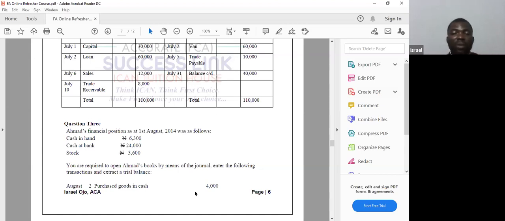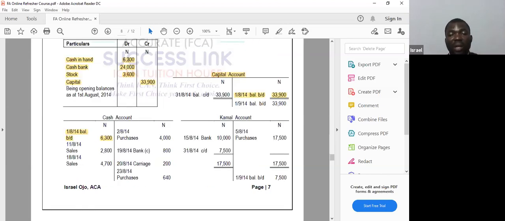After I have known that, I'll now go back to my ledger. I've opened cash accounts, so I'll go to my cash account. I say purchases. The name of the other account is what I'm going to use. So purchases. How much did I purchase? I purchased 4,000 naira worth of goods.